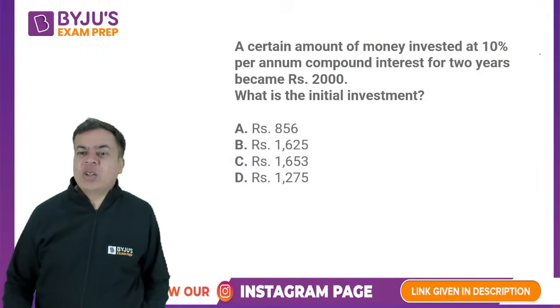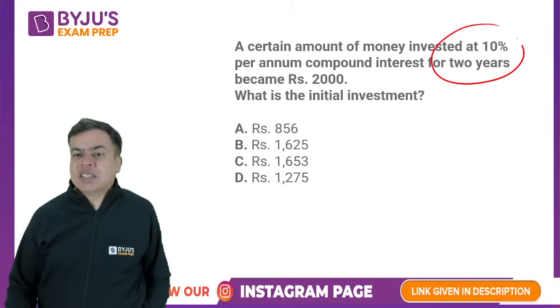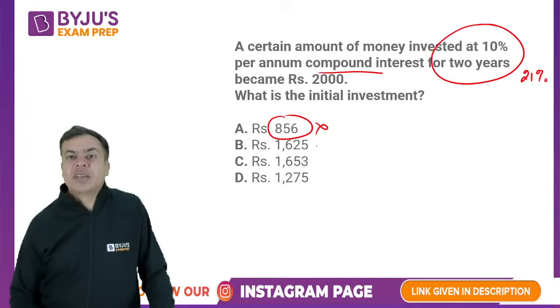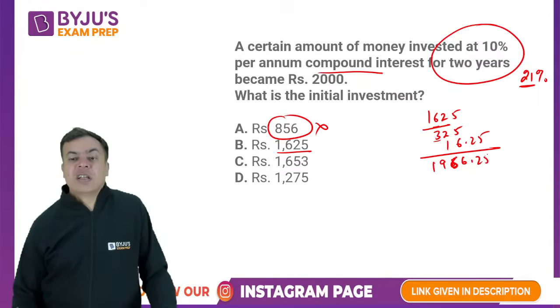Okay. Now the thing is that I already know that for 10%, 2 years, the compound interest will become 21%. Right? I will check the answer. Here if I increase 20%, that means 1/5 of this, it cannot become 2000. Right? 1625, 20% would be 162 into 2, that will be 325, right? This is 20% and 1% will be 16.25. So the total will be 1956.66. Right? It is not 2000. It should be slightly more than this.